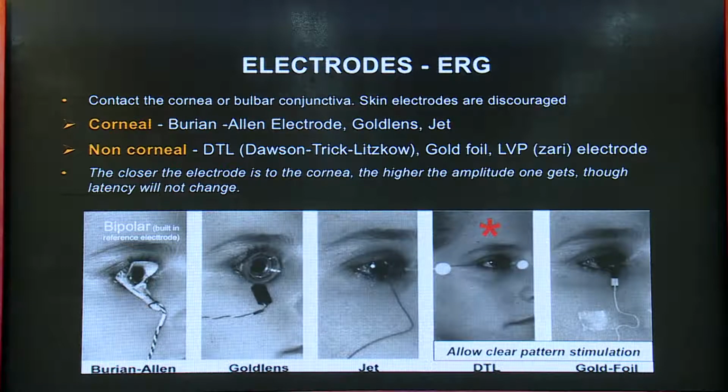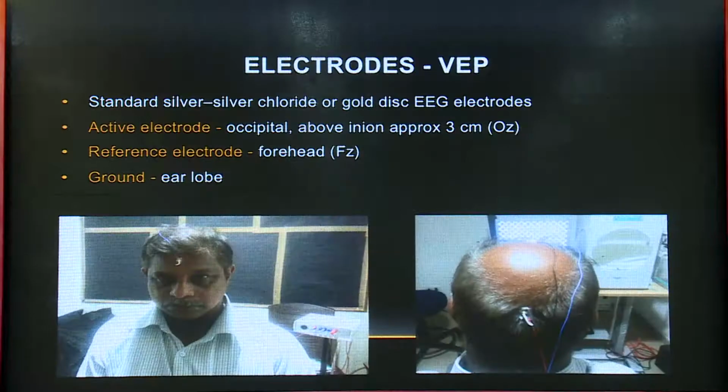Now, these are the various electrodes which are available. They can be corneal or non-corneal. Now, the closer the electrode to the cornea, the better amplitude you get, though the latency will not change. And DTL and gold foil are the only 2 which allow clear pattern stimulation. Cost-wise, DTL is more cost-effective. Now, this is a typical picture of DTL electrodes in place. And of course these are disposable, so you have to use a new one for each patient.